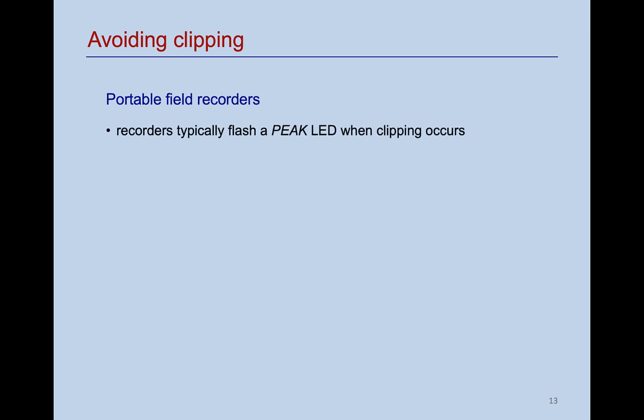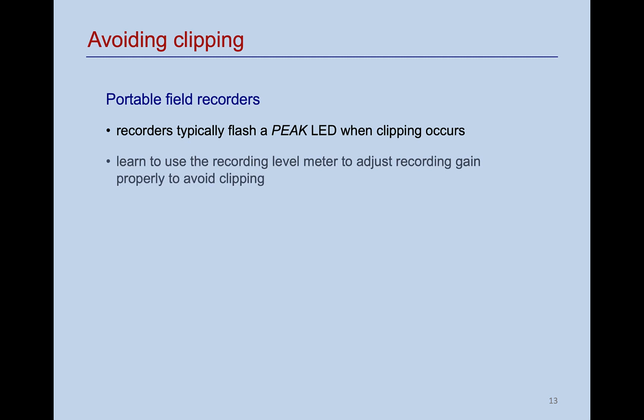So, how can you avoid clipping? If you're working with a portable field recorder, the kind you'd carry around for recording individual animals, such recorders typically have a peak LED that flashes on their display panel when clipping occurs. You should learn how to use the recording level meter of your recorder and that peak LED to adjust the recording gain properly to avoid clipping.